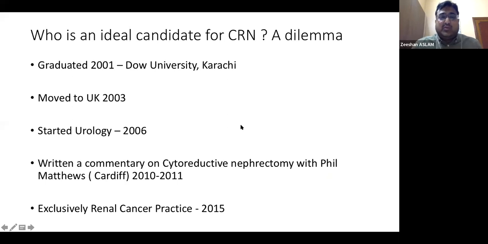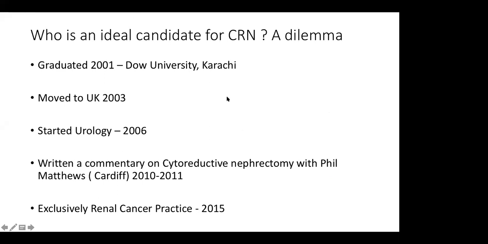So who is an ideal candidate for cytoreductive nephrectomy? This is a dilemma which has always been there, and I think it is still there to some extent. If I go through my own history, my own urological training and career history, I graduated from Dow University in Karachi, then moved to UK, started urology in 2006. It does take a little bit of time to get into urology there.